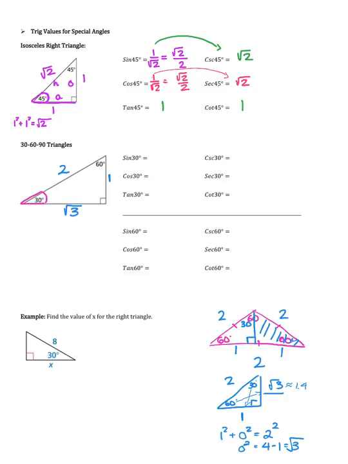So now we go to do our ratios. So sine of 30, that's going to be opposite over hypotenuse. So that's going to be 1/2. The reciprocal of that is 2 over 1, or just 2.